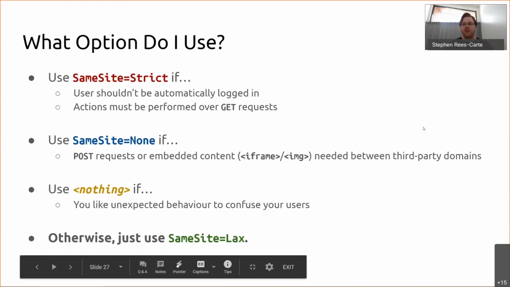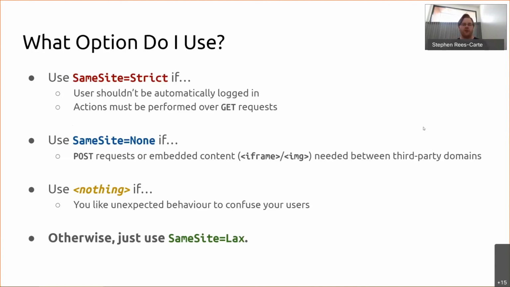Now, the question that you have is, what option do you use? And for some things it's easy, some things it's less easy. But as a general rule, if you're looking at the SameSite attribute, you want to use strict if the user doesn't need to be logged in, or if you need an action performed over a GET request. So when the user hits your site, if they don't have to have an auth cookie set, if they don't have to have their session set up, then you can look at strict because you don't need the cookies on those initial requests. Or if your application, for some reason, needs to perform actions over GET requests.